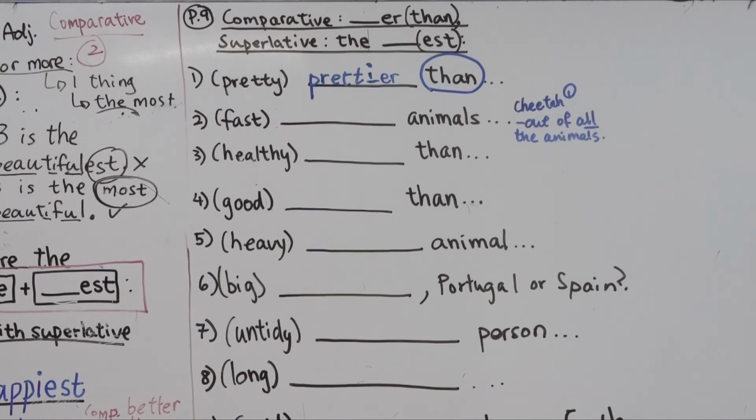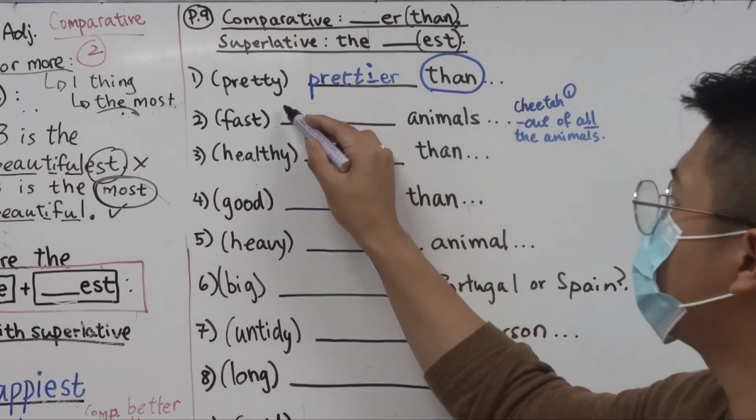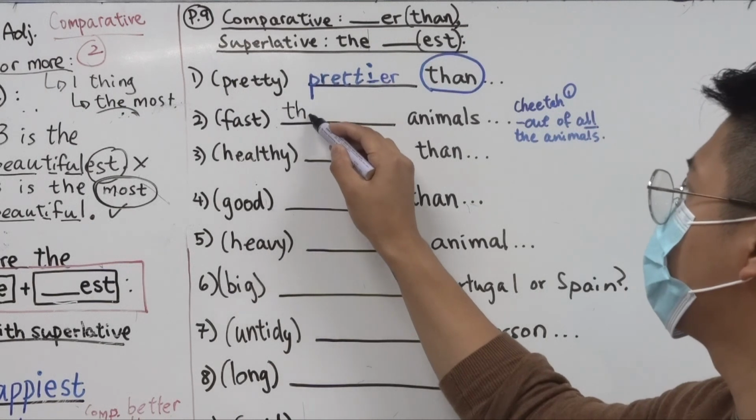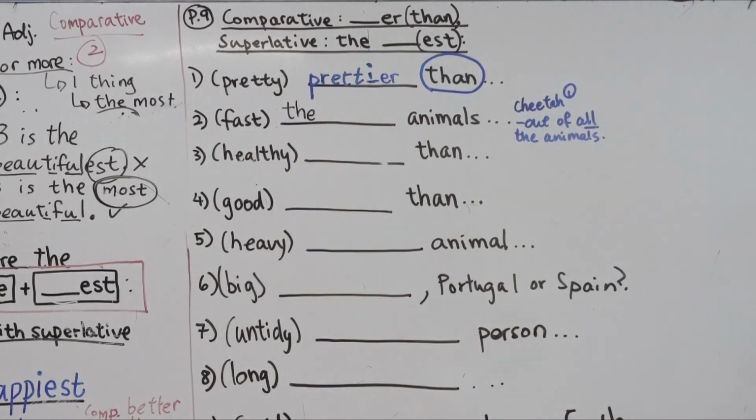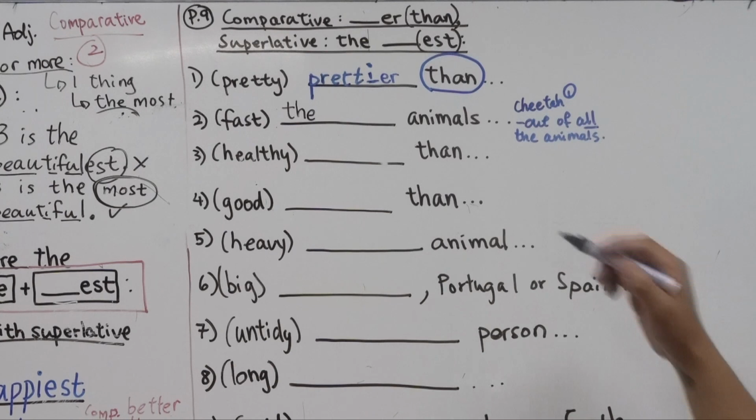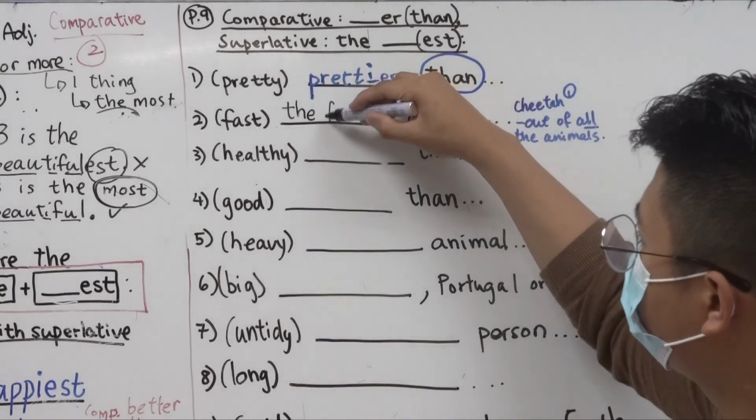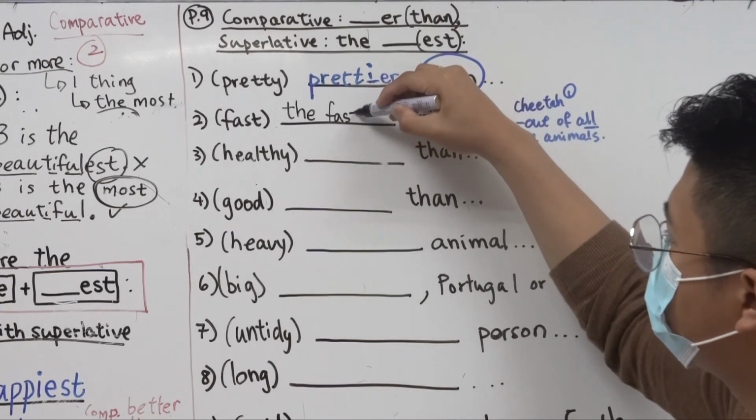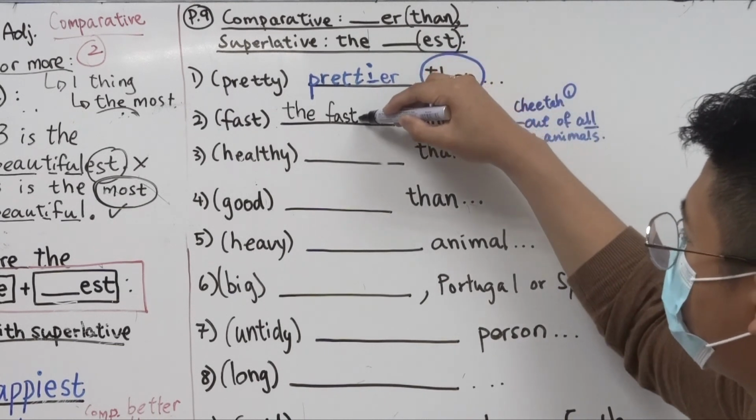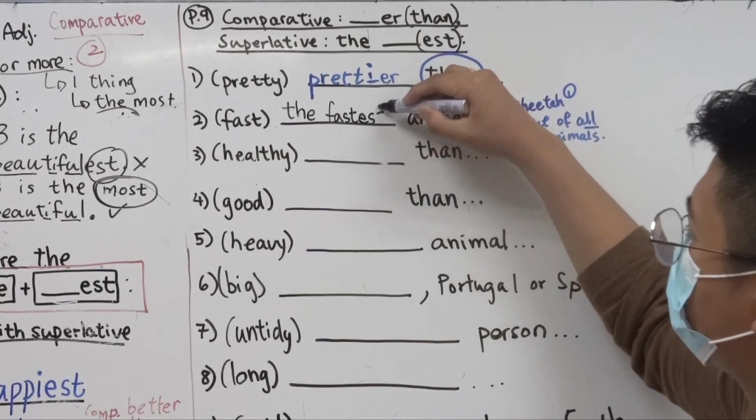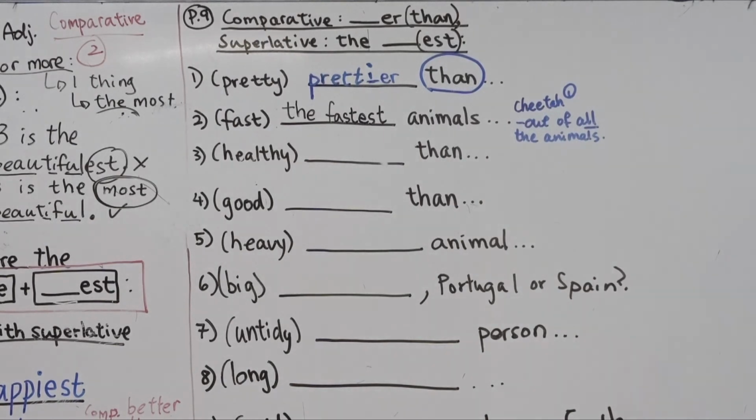The superlative form, and I'll use a black one for that so you won't get confused. So it should be the. Superlatives always have the word the. And then fast. How many syllables is fast? Just one. F-A-S-T. One syllable, we can easily add E-S-T at the end. So the answer should be the fastest.